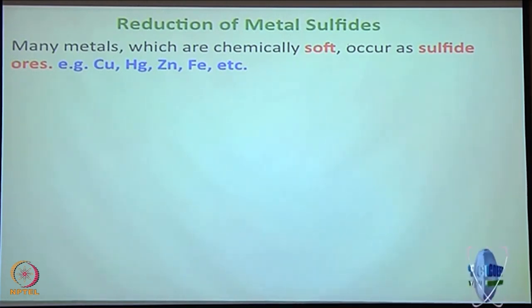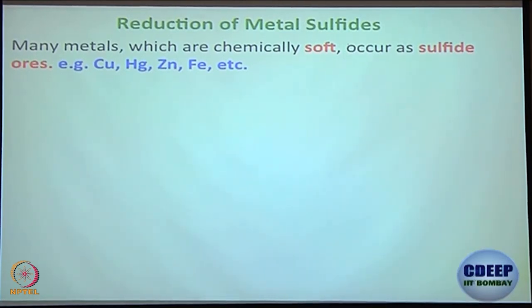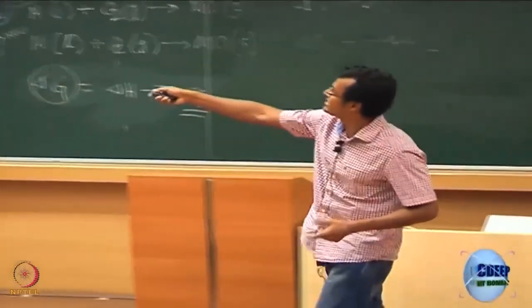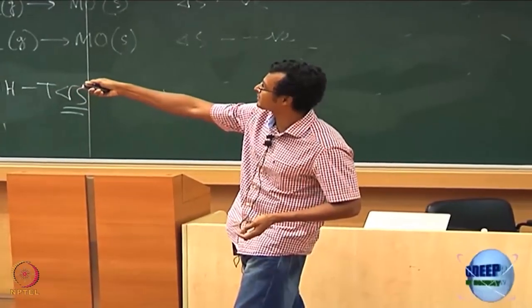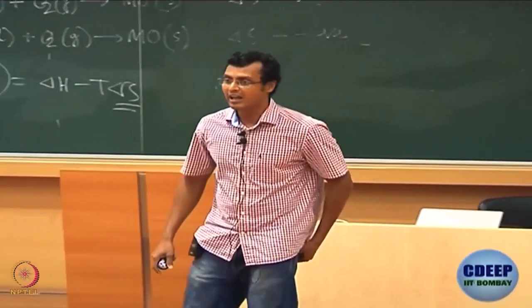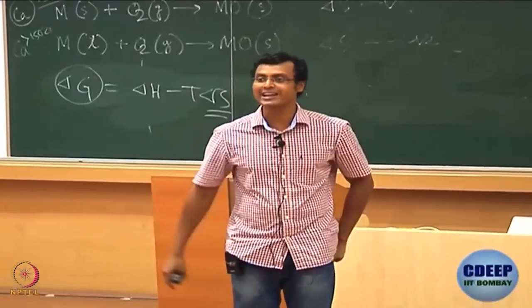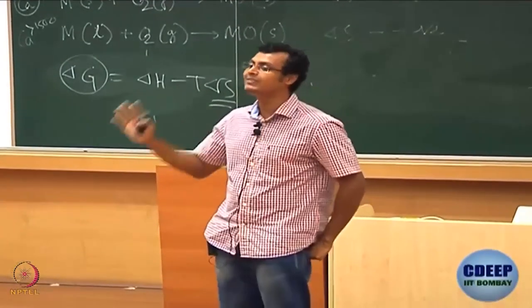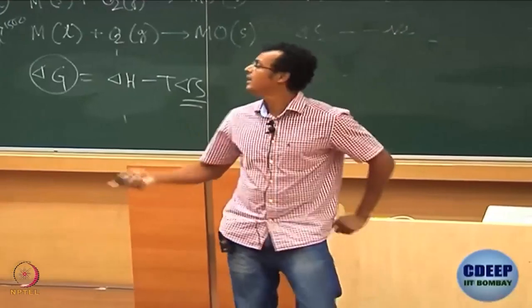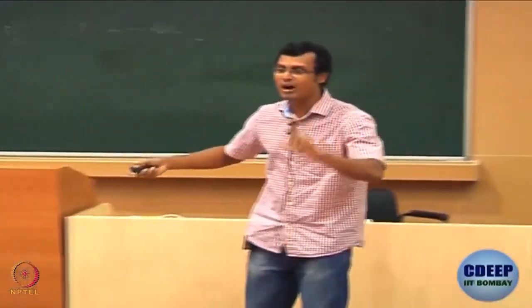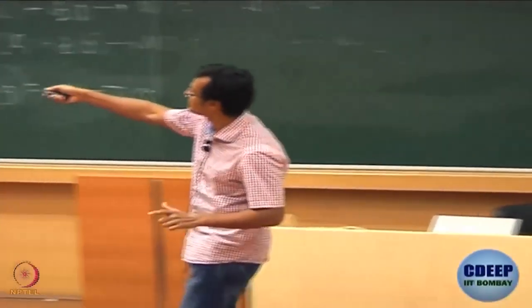So, similarly, when you have a metal which is not hard, but on the softer side, then metal oxide formation will not be preferable. You will get metal sulfides. In the ore, you will get metal sulfide. These are the cases, for example, copper, mercury, zinc, iron. Of course, iron can be iron oxide as well, but still it can give you the sulfide form. Now, the reason why we cannot utilize this reaction is very simple.